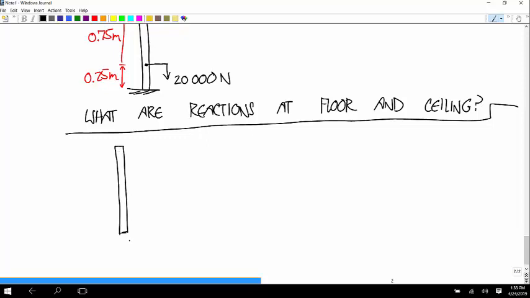Okay, so let's say there's a reaction force here, RA, a 20,000 Newton force here, and then a reaction force here, RB. And you can tell I didn't make any effort to guess the directions of these reactions. I just put them in the positive Y direction. The signs will work out on their own.